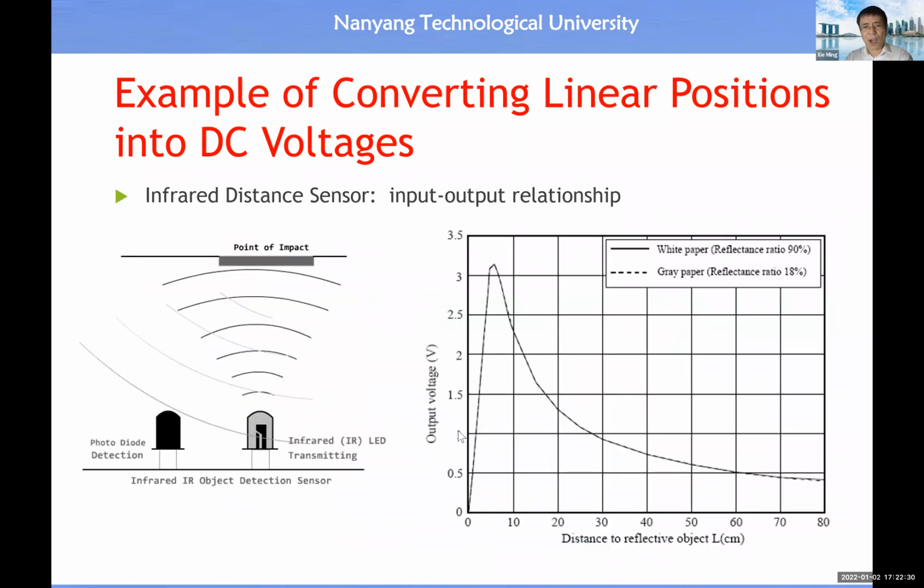The input-output relationship looks like this. This is the output voltage, and this is the distance to the reflective object. You will see we have an infrared transmitter and the photodiode to detect the reflected energy. When the distance increases, the amount of energy will reduce. Here you must pay attention: there is an area for the measurement where you will see a linear relationship between the distance and the voltage.